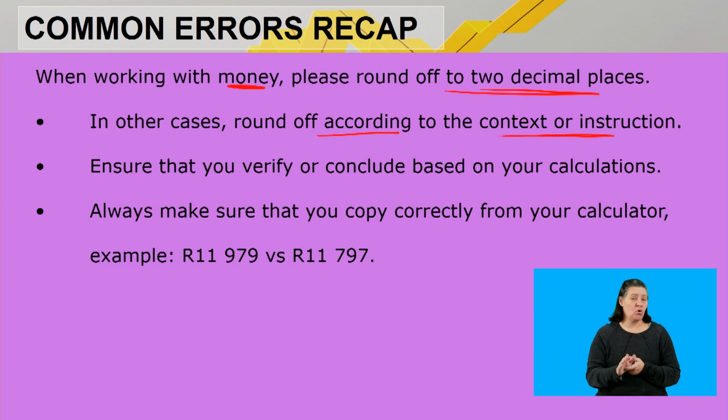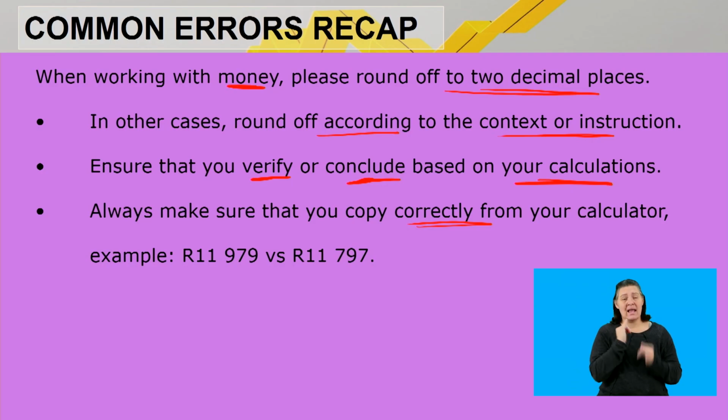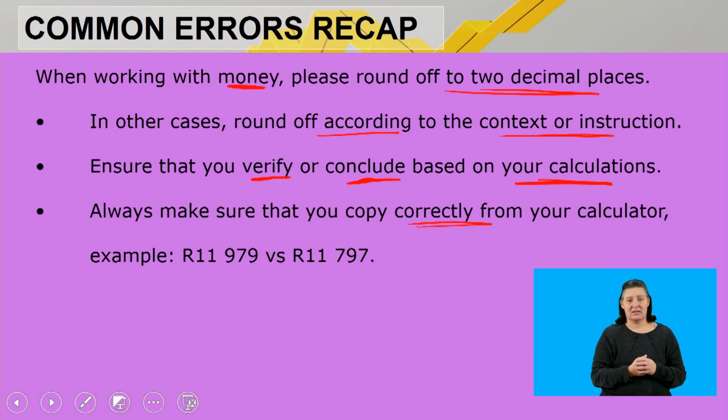Then I indicated that you must verify, that you conclude based on your calculation. As you've noticed now with the last question, simple interest versus compound interest, we verified based on our calculation. Then I indicated the last bullet here: always make sure that you copy correctly from your calculator. You've seen we did a lot of calculations, and it's so easy for us to copy from our calculator incorrectly. For example, if you look here, 11,979 can easily be copied as 11,797, and we can make that mistake. Okay, so I hope that's clear.